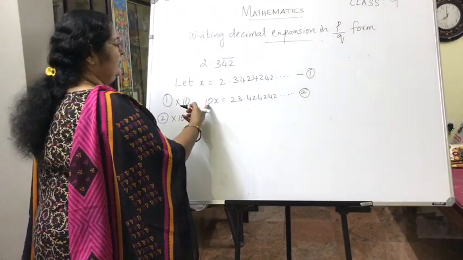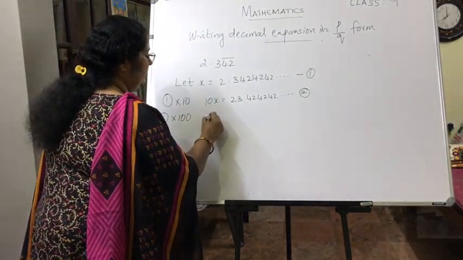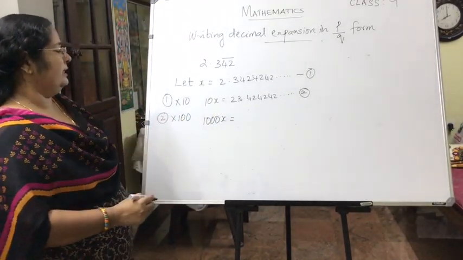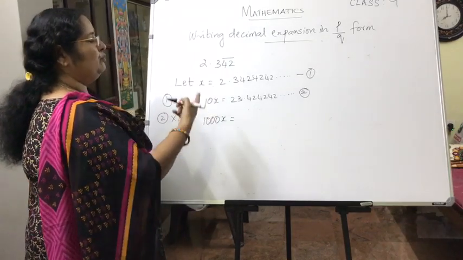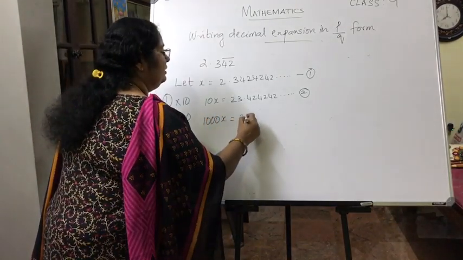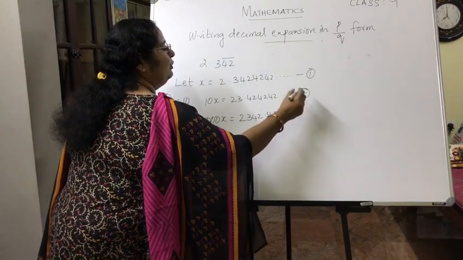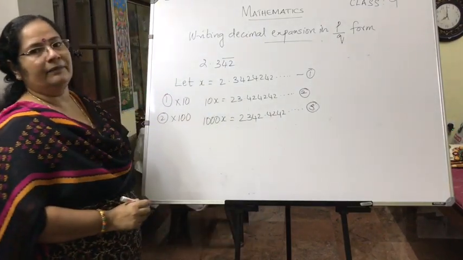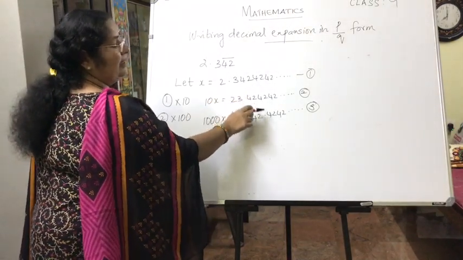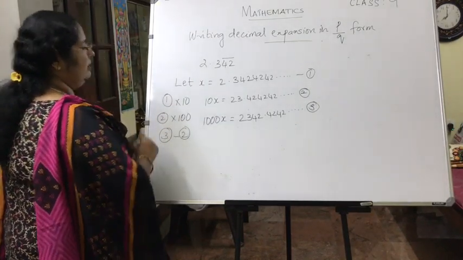What will you get? 10x into 100 will be 1000x, which will be equal to 23.424242 multiplied by 100, 2 places. So this will be 2342.4242. This is equation 3. Now what should you do? See the decimal part. Both the decimal parts are the same. So equation 3 minus equation 2.